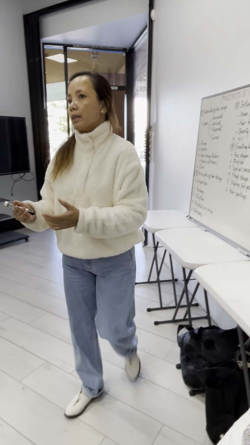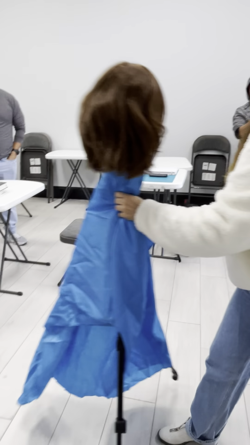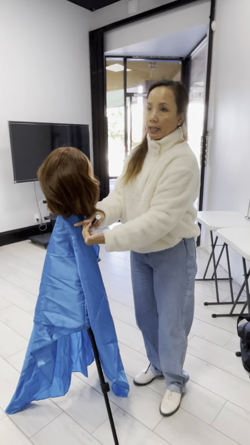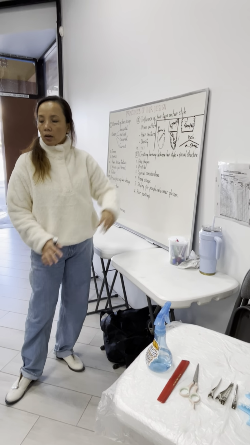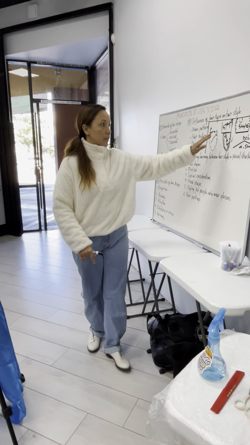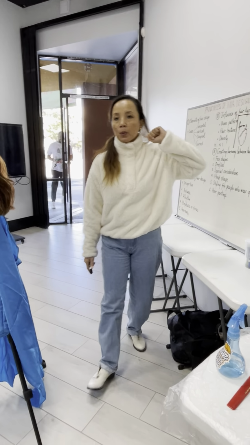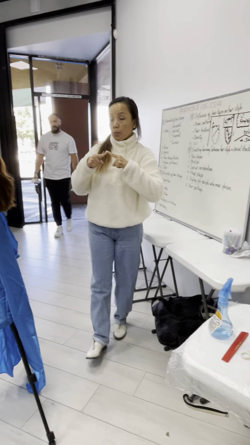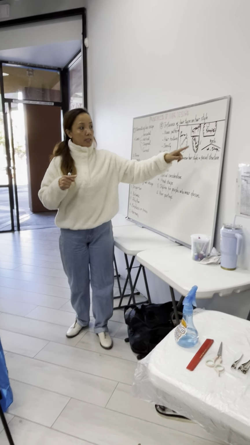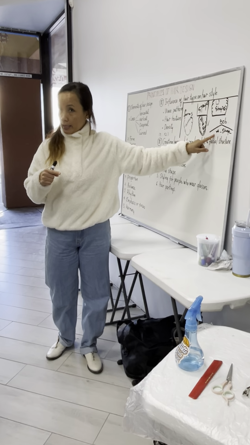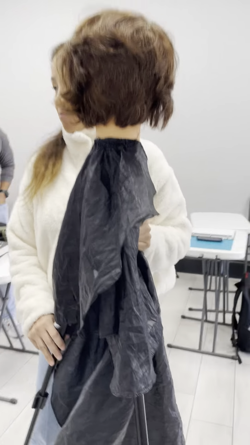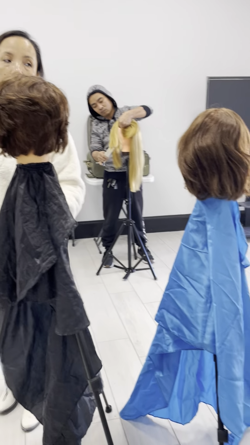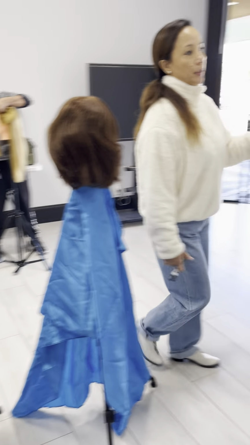Okay, let's say we have a straight line. And this one we learned already, all the way straight down. And the second form we learned is A shape. A shape we learned already too. A shape is called bob. And today, we're gonna learn this shape.